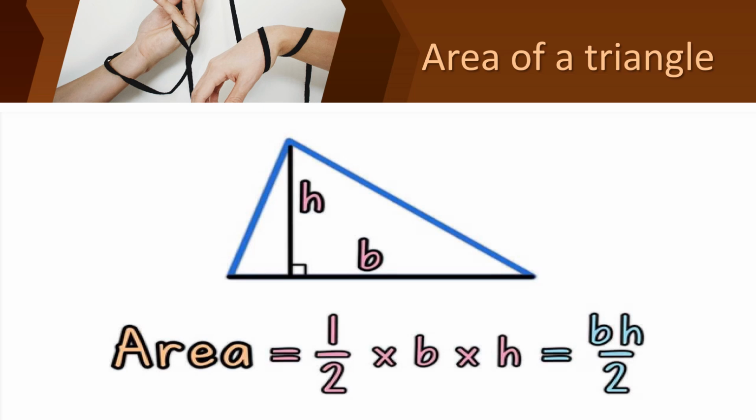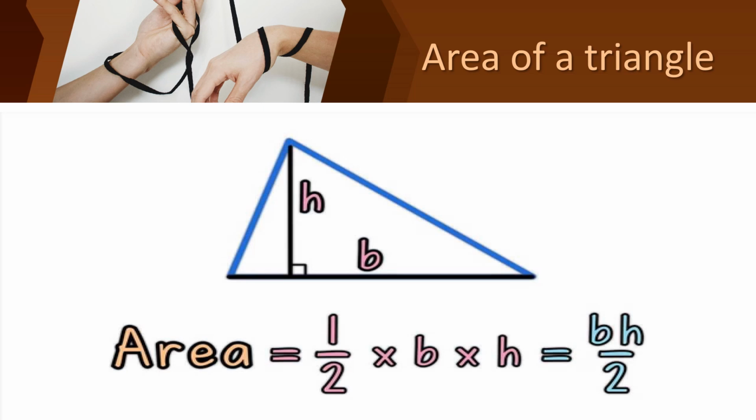So how will you find the area of a triangle? By using a formula. What is the formula? 1 by 2 b into h. Children, 1 by 2 b into h. See, what is the b there? Base of the triangle.